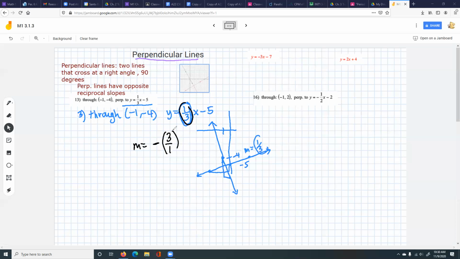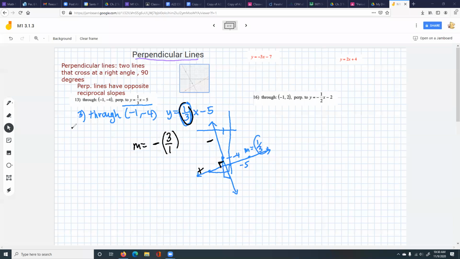Flip it over, flip over the fraction and multiply by -1, because one of them's got to be negative, one of them's got to be positive. Whenever they're perpendicular, one's going to be negative, one's going to be positive. So you multiply the other line's slope by -1. So this is our slope.